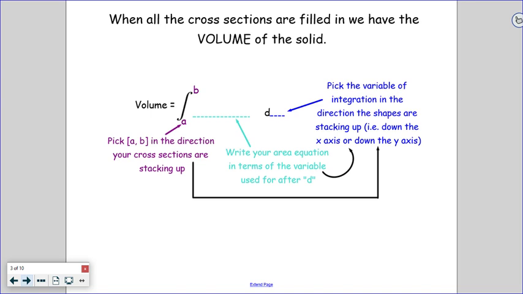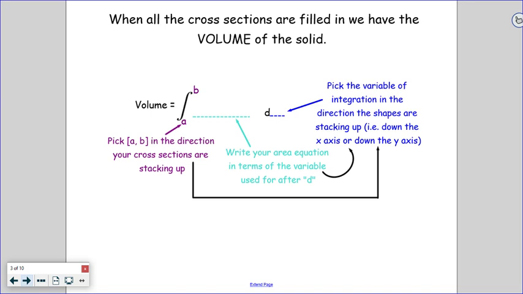And another note is that that does impact our area formula. We want our area formula to be written in terms of that variable. So if we were to be stacking up our cross-sections down the x-axis, we would want our equations written in terms of x, or our normal y equals something in terms of x.